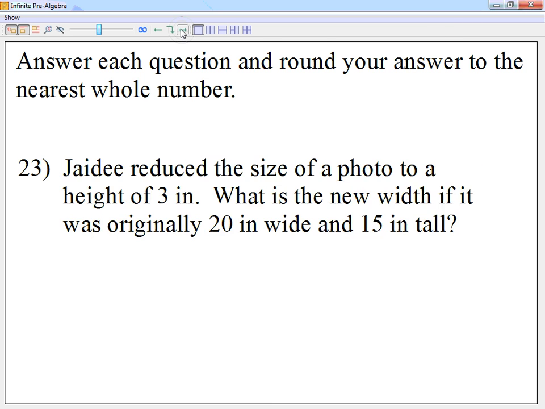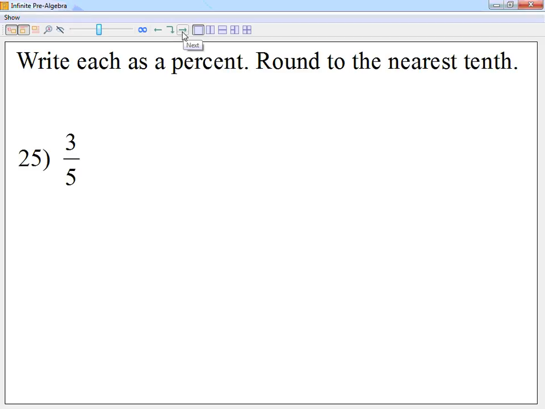All right, looking at number 25, write each as a percent. First of all, I want to write this as a decimal. So I'm just going to divide. I'm going to get my calculator out, and I'm going to go 3 divided by 5. Top number divided by the bottom one. And that gives me 0.6.